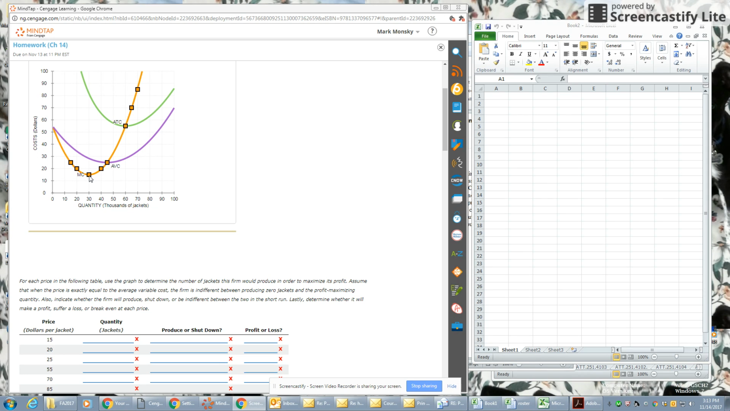So it looks pretty appealing in terms of efficiency, but we see that at that price of $15, that doesn't cover their variable costs. They're not going to cover their labor or their material for making those jackets. So they are definitely not going to want to produce. Okay? So in the short run, they would want to shut down.